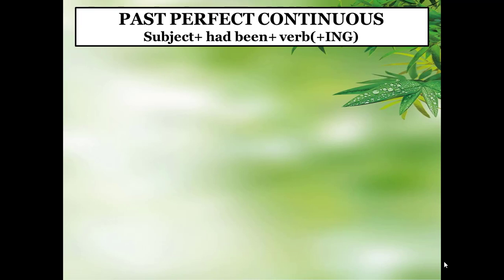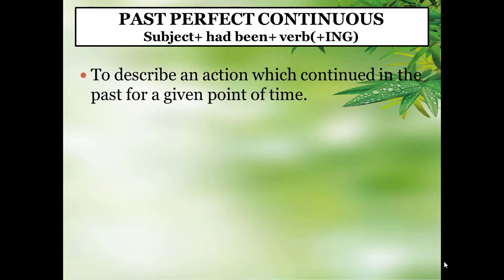The next tense is past perfect continuous tense. The structure here is subject plus had been plus verb plus ing. Past perfect continuous tense is used to describe an action which continued in the past for a given point of time. It is used to describe a particular action which began in the past and it continued till a point in the past. Have a look at this timeline.